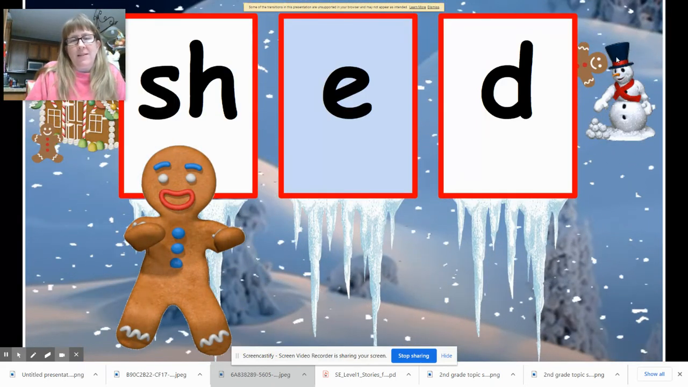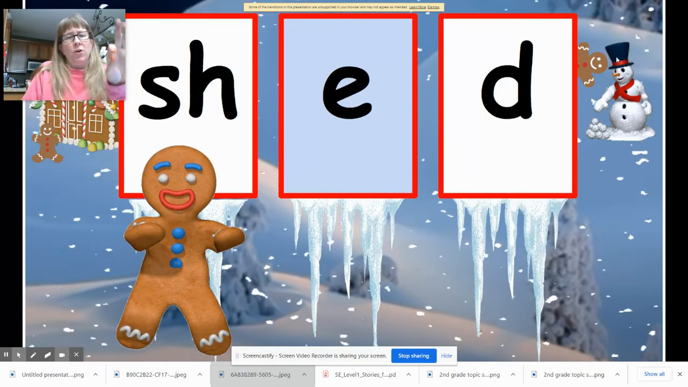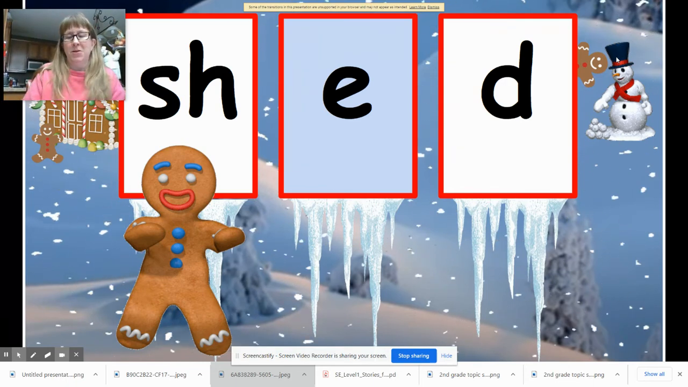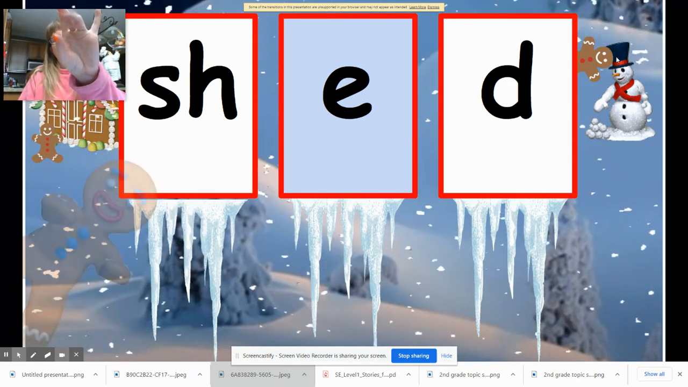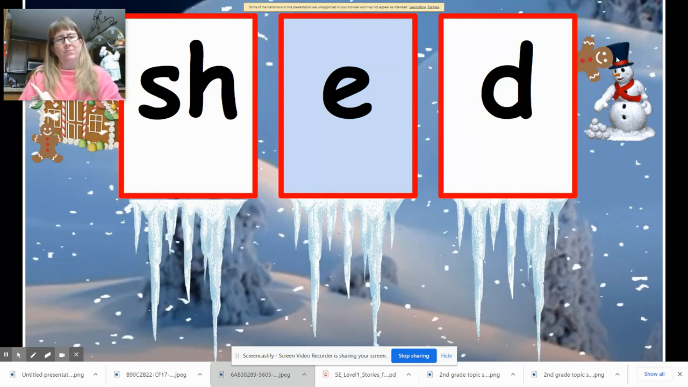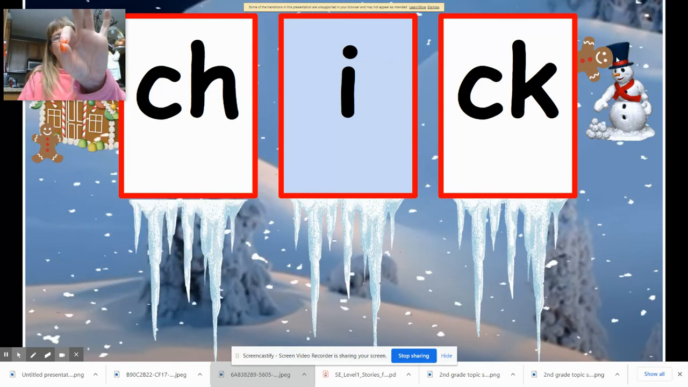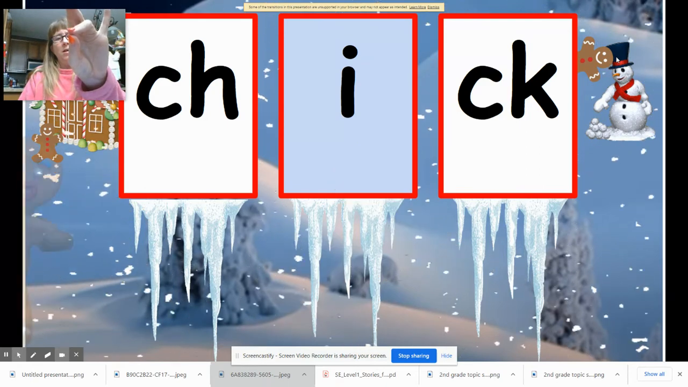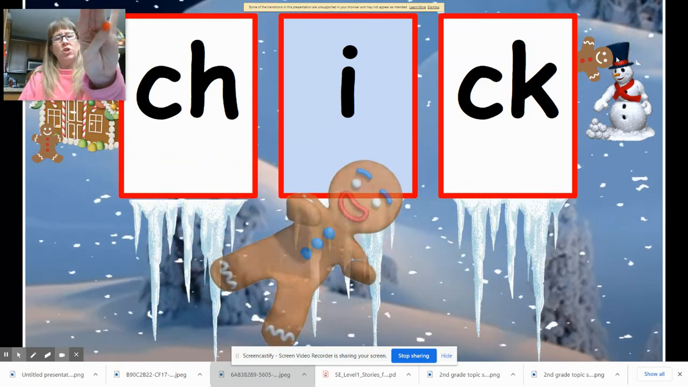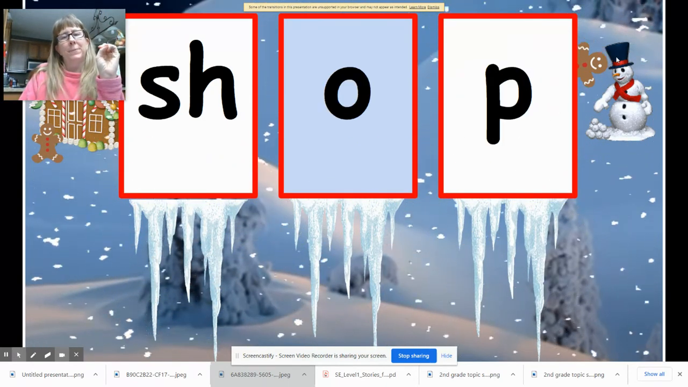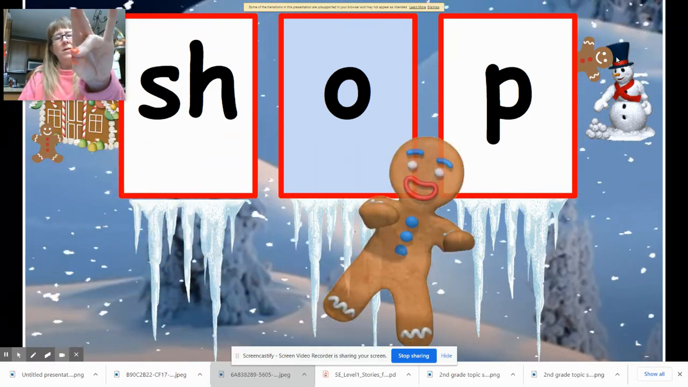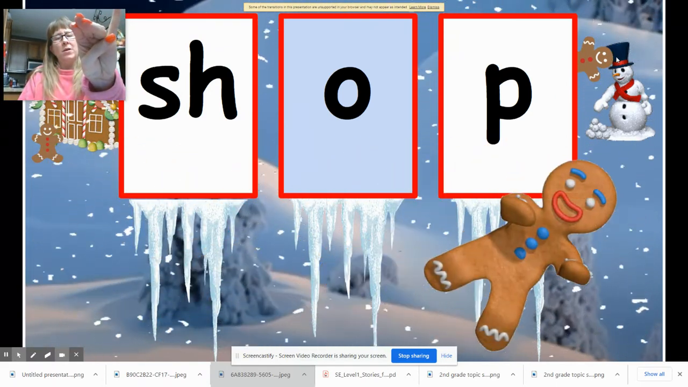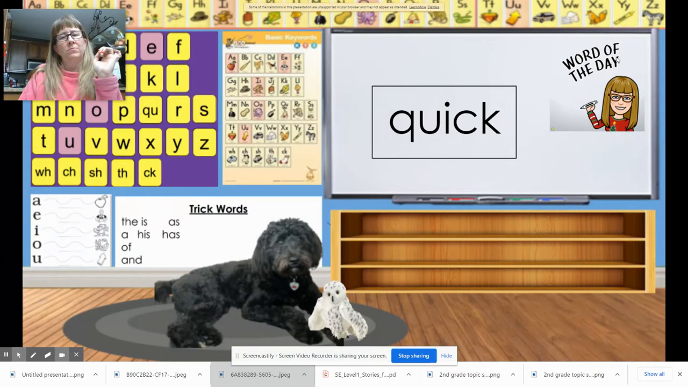Now I've got some more words for us to read. We're going to blend these out. Ready? Whoops, I can't tap it. Shed. Shed. Ready? Chick. Shop. Now we're back to the word quick.